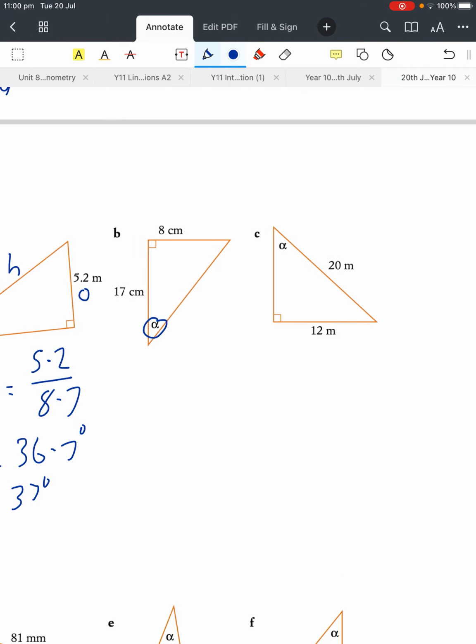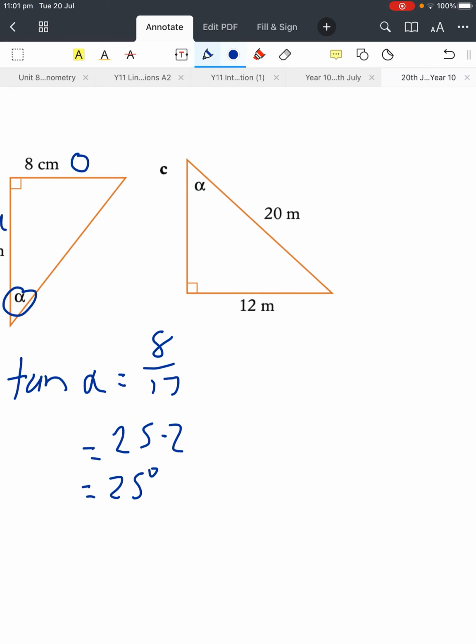Again, they're just using the alpha sign. It makes no difference what they put there. It just means find that angle. This is opposite adjacent. That's tan. Tan of alpha, little funny looking thing, equals opposite on the top, adjacent on the bottom. Pick up your calculator. Remember to press shift, tan, fraction button, 8 on the top, 17 on the bottom. Close the bracket, 25.2 or 25 degrees.